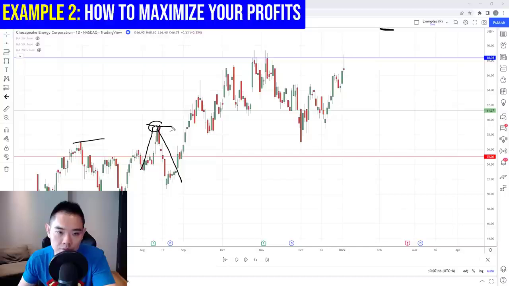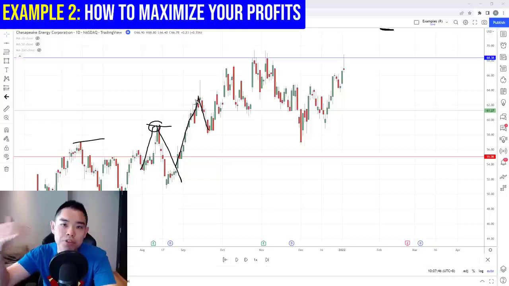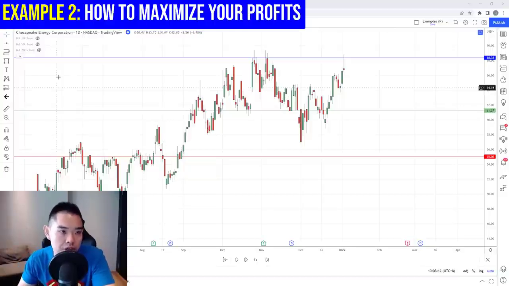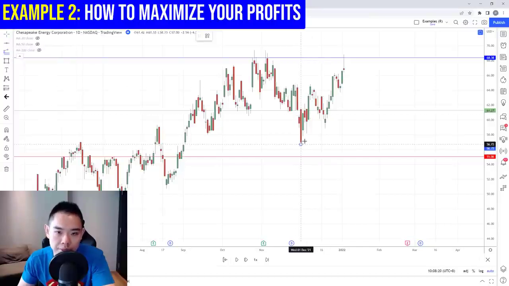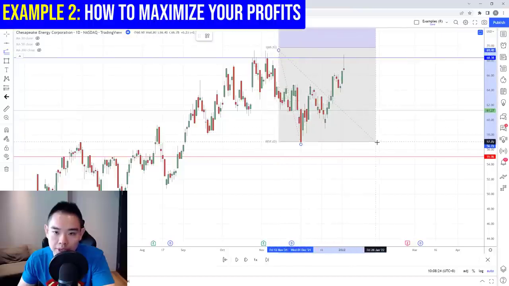This is a new extreme high, market breaks out, then makes a pullback. So the thing is, how can we predict how much further the market can move in our favor to maximize our profits? This is where the Fibonacci extension comes into play. So you go look for your Fibonacci extension over here, select this one, trend-based Fib extension, and you draw it, for this particular example, from this low to this high and back down again.